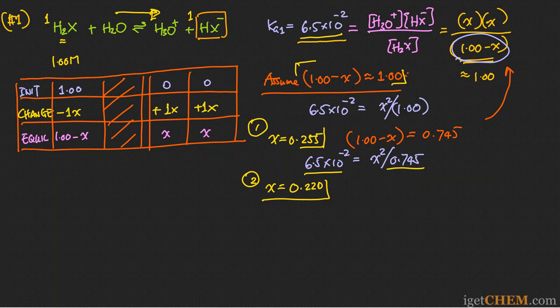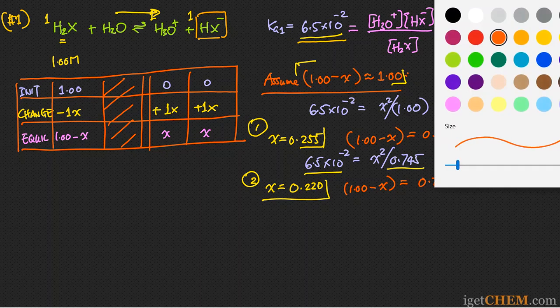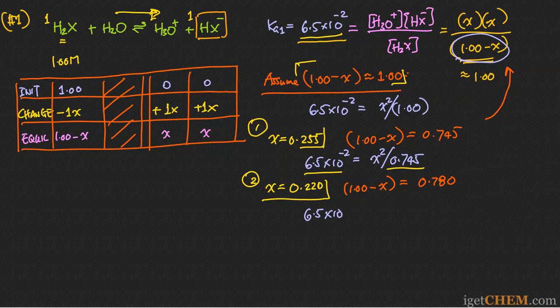What you can see is that now the second solution is slightly different from the first one, and the second solution will be a more accurate approximation to the correct answer for x. So what we will do is basically continue this process until we see x doesn't change anymore, and at that point x will be the correct answer. So as we do this, x will become closer and closer to the right answer, and using this so-called successive approximation, you will get to a better and better answer. So if you take x equals 0.220, subtract that from 1, you will get 0.780. And now you can put that back into the equilibrium expression. So 6.5 times 10 to the minus 2 now is equal to x squared divided by 0.780.